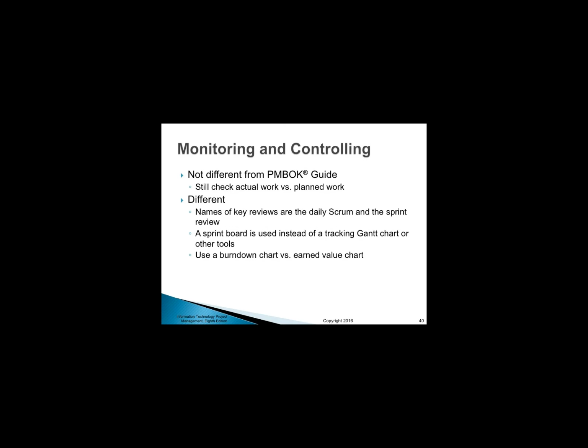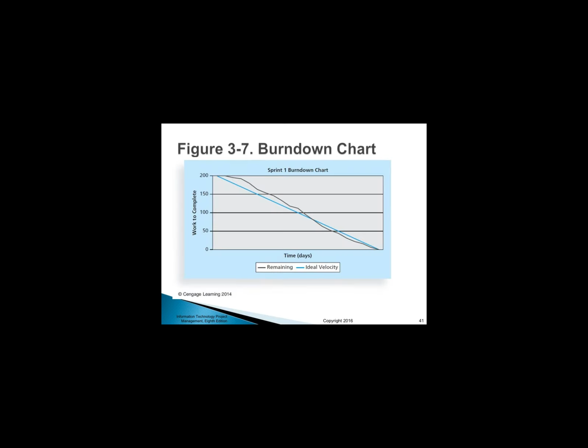Monitoring and controlling. Not different from PMBOK. Still check actual work versus planned work. Different. Names of key reviews are the daily Scrum and the sprint review. A sprint board is used instead of a tracking Gantt chart or other tools. Use a burn down chart versus earned value chart. The burn down chart in Figure 3-7 shows progress during the first sprint for the JWD Consulting Intranet project.